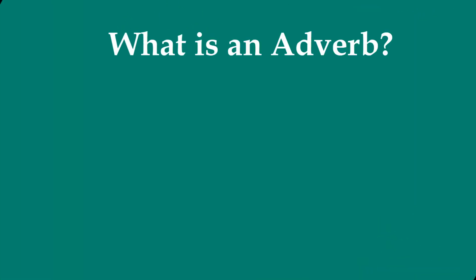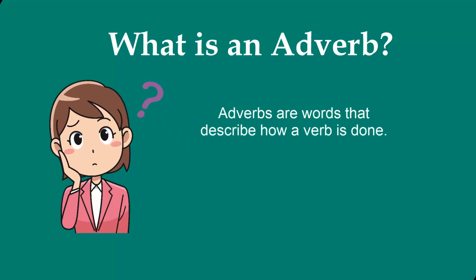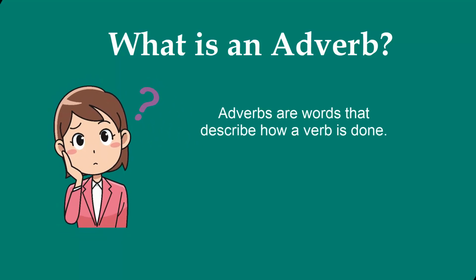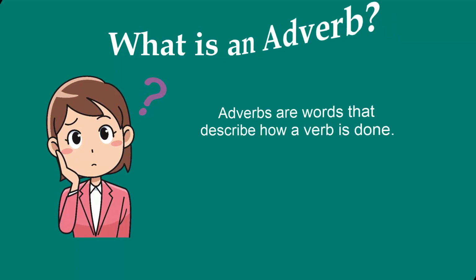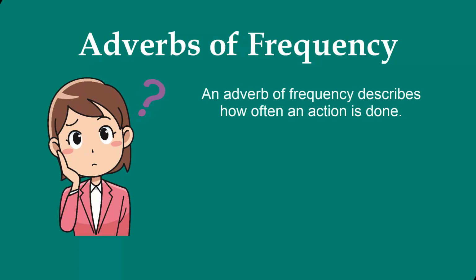First, we have to define what is an adverb. An adverb is a word that describes how an action or a verb is done. An adverb of frequency describes how often an action happens.